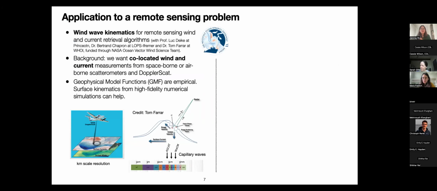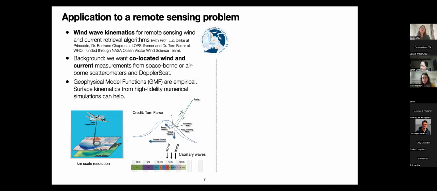And there's the last slide on this high fidelity ocean wave simulation. It's an application that is potentially of interest to this community. Towards the end of the PhD, I got involved in this project. It's a collaboration between Luc and Bertrand at LOPS and Tom at WHOI, and funded by the NASA Ocean Vector Wind Science Team to potentially apply these high fidelity numerical simulations to guide the development of signal retrieval algorithms for remote sensing.